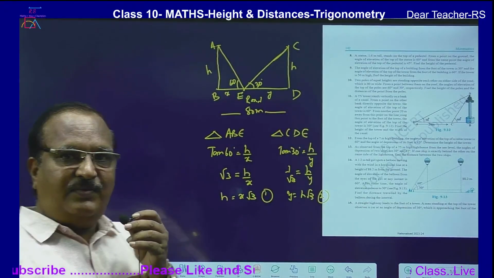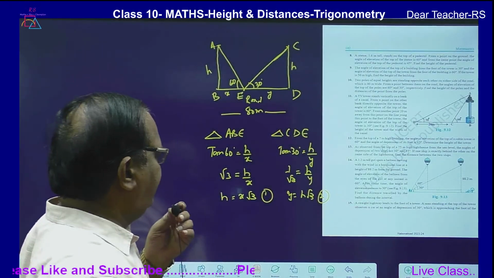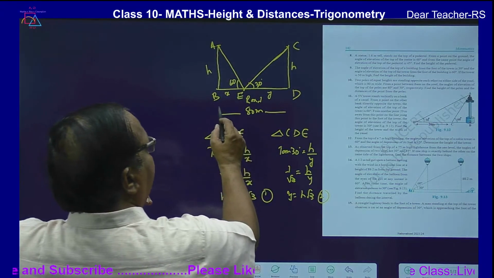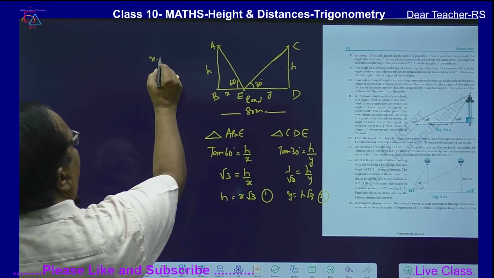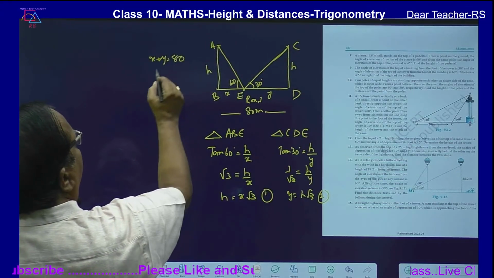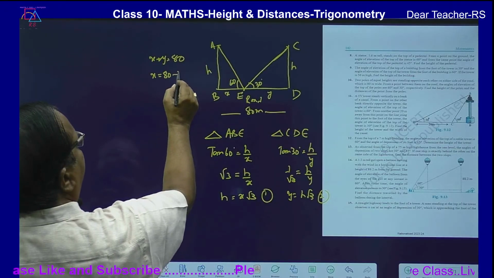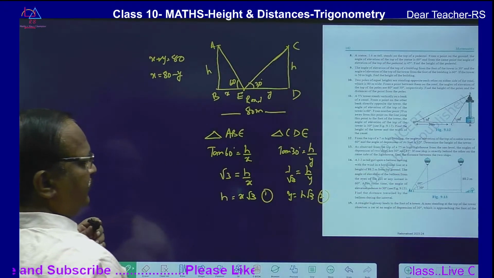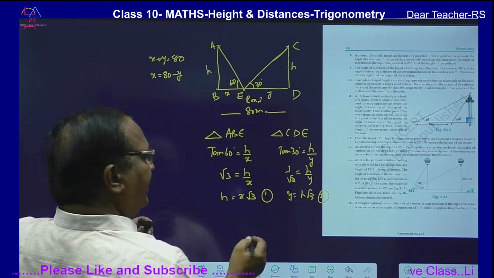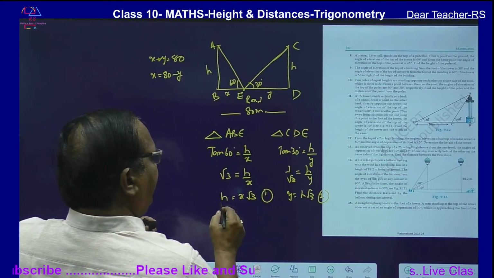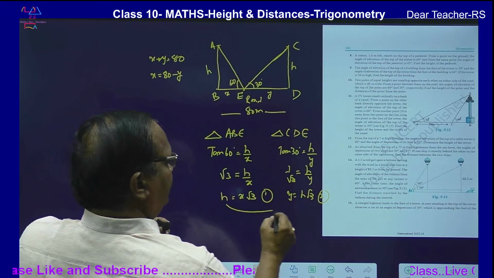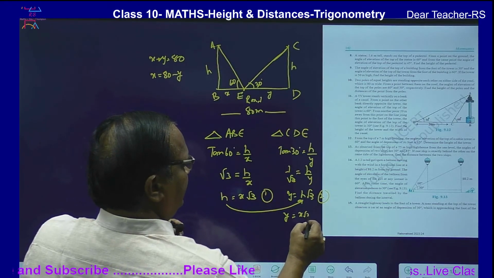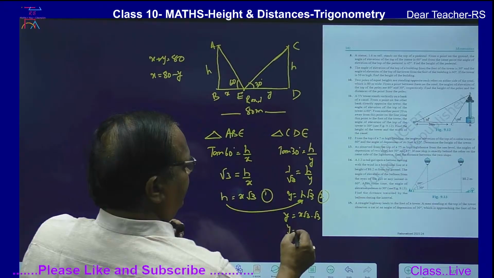Okay, now three variables and only two equations are there, right? So now here X plus Y is equal to 80. So X is equal to 80 minus Y, you can write. Okay. So then what happens? Otherwise you eliminate H. H value you put it here. So then what happened? Y is equal to X root 3 into root 3. So Y is equal to 3X.